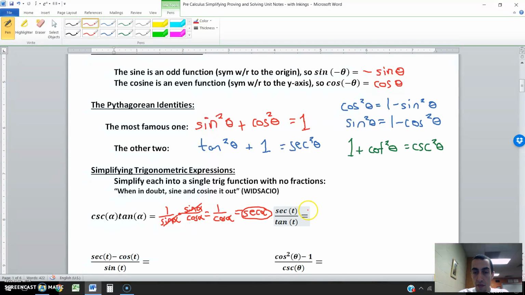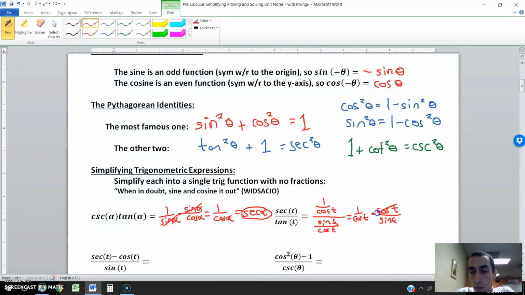Next up, secant of t. We look at our reciprocal identities, and that is 1 over cosine of t. And tangent is the sine of t divided by the cosine of t. Now in a lot of these you're going to have to remember different strategies for simplifying expressions that you learned in algebra. One of these is if we have two fractions being divided by each other, we can keep the first one, change the main division into multiplication, and we do the reciprocal of the denominator. It's the old keep, change, flip method.